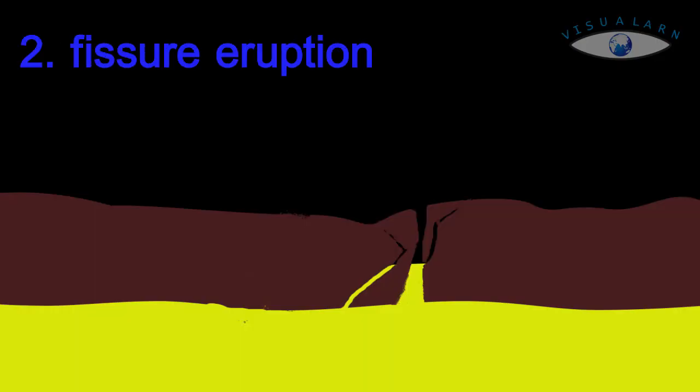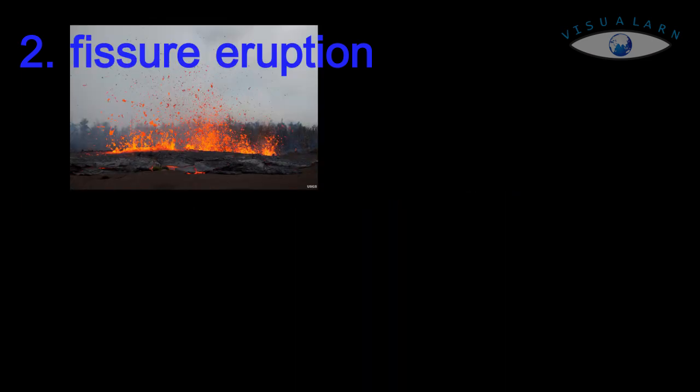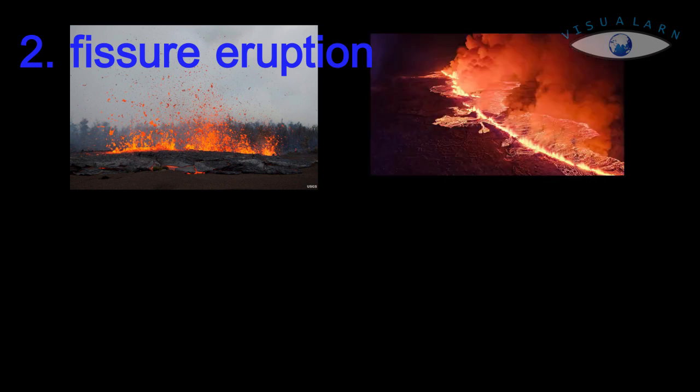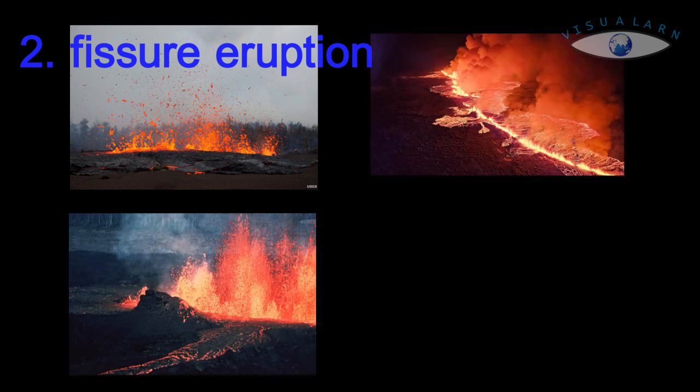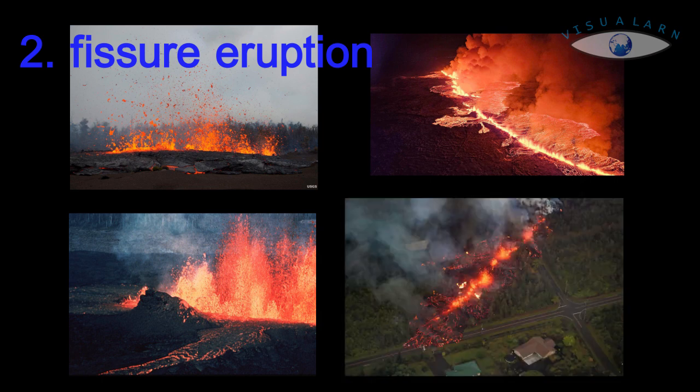Two, fissure eruption. Such volcanoes occur along a fracture, fault, and fissure. There is slow upwelling of magma and resultant lavas spread over the ground surface. The speed of lava movement depends on the nature of magma, volume of magma, slope of the ground surface, and temperature conditions.